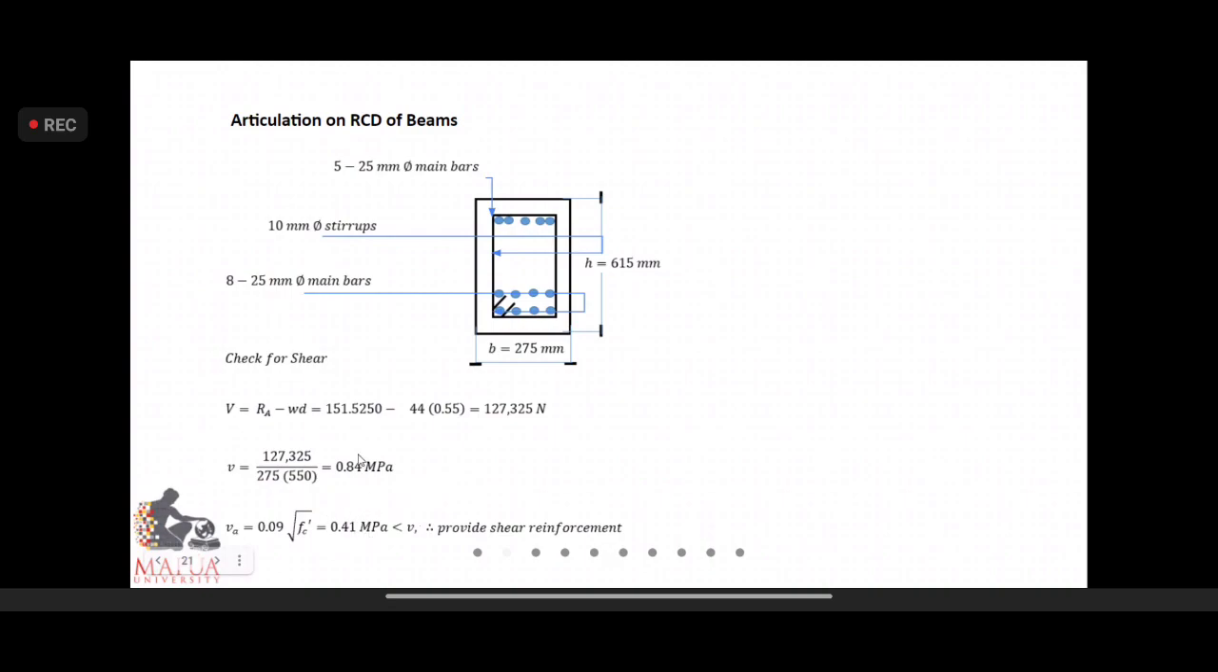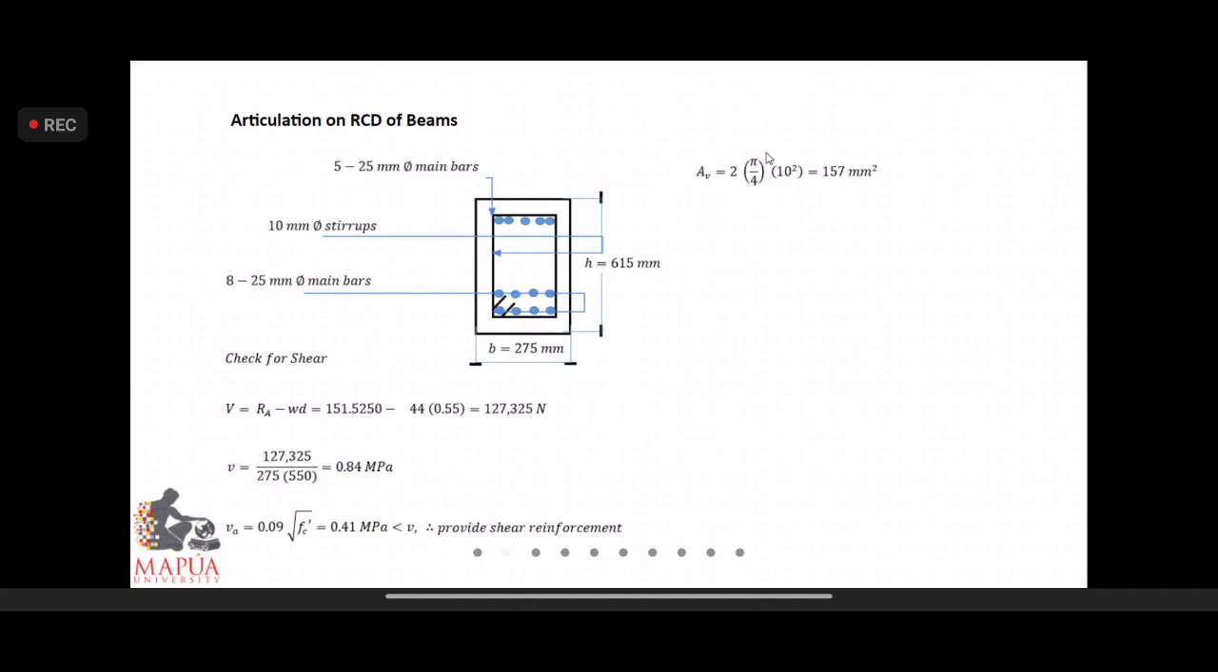This is the allowable, then we compare it. Well, obviously less than the actual, so we provide shear kasi maliit ito. Ito malaki, okay lang. Pero usually nilalagyan talaga na even if the allowable is greater than the actual shear, we still provide stirrups there, so as a minimum requirement.